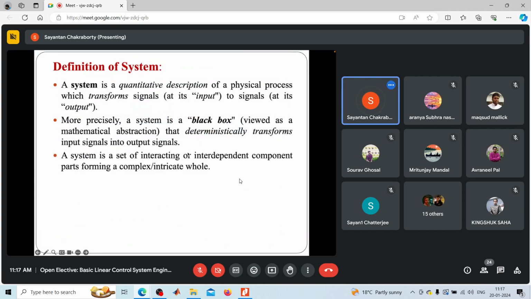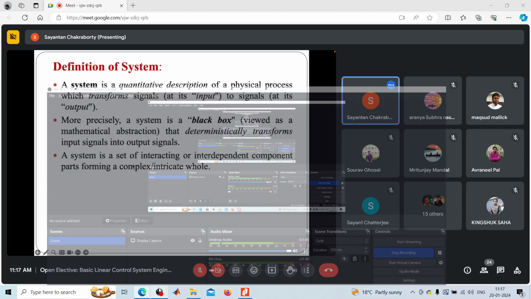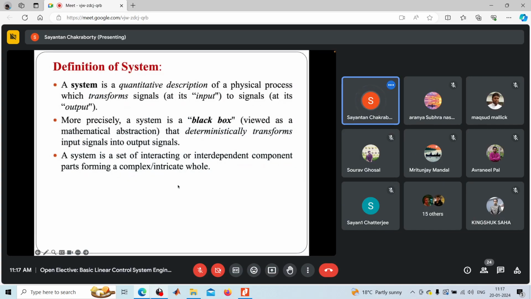Okay, next. From a physical point of view, you can think of a system, from a very layman's point of view, as a set of interconnected or interdependent components, or different parts that act together and complete a set of equipment or tools that performs a complex or very dedicated task.